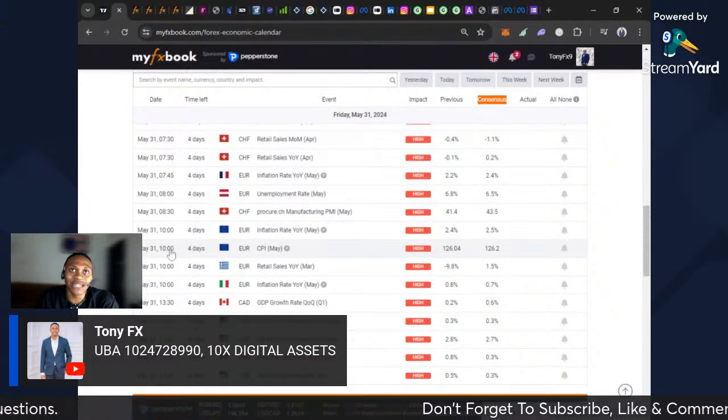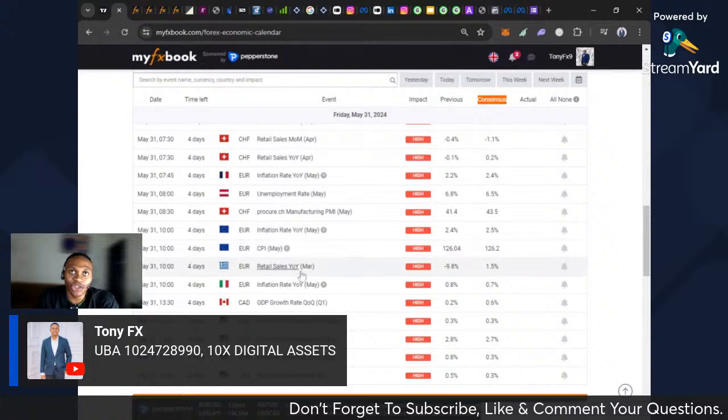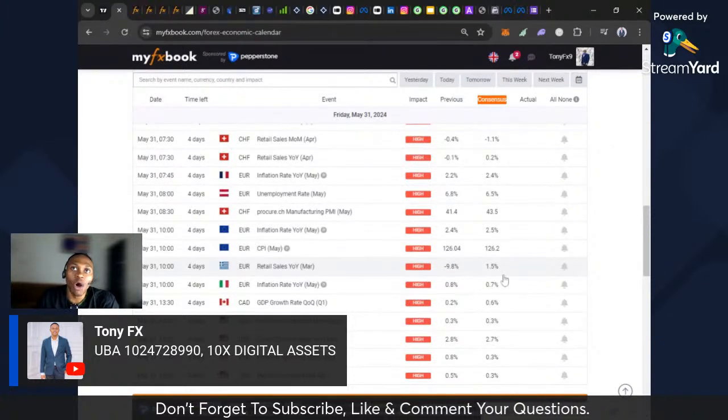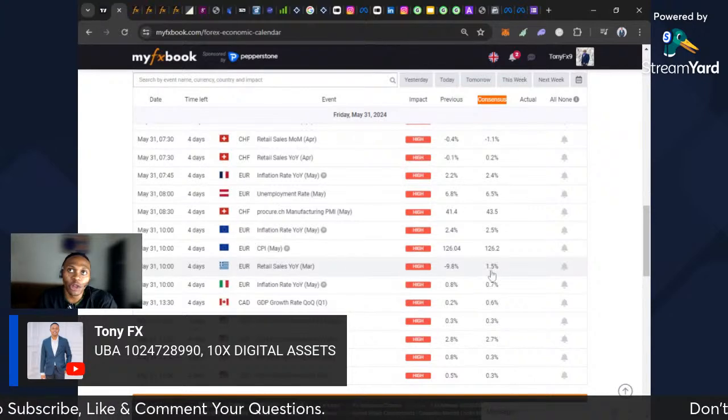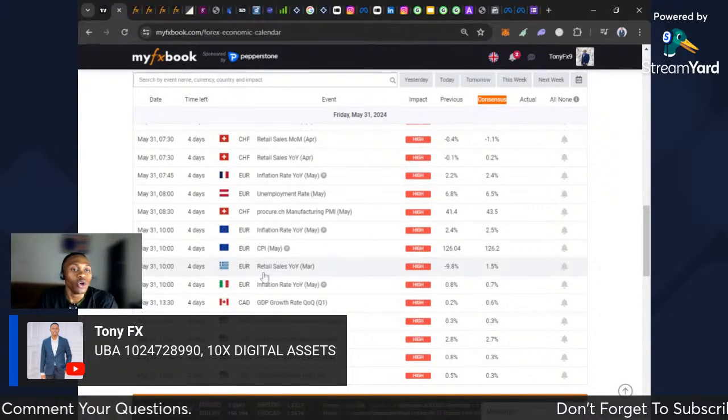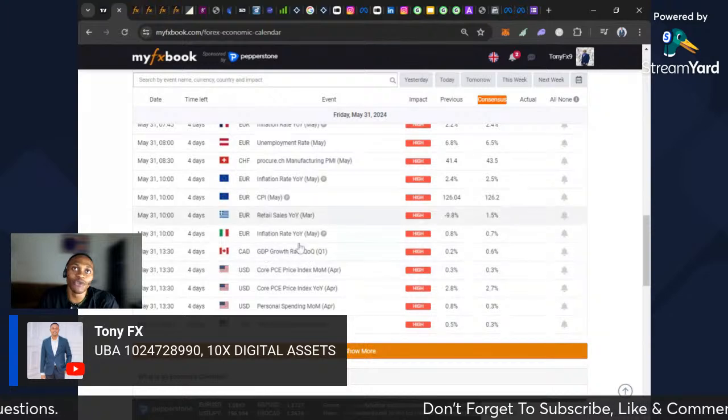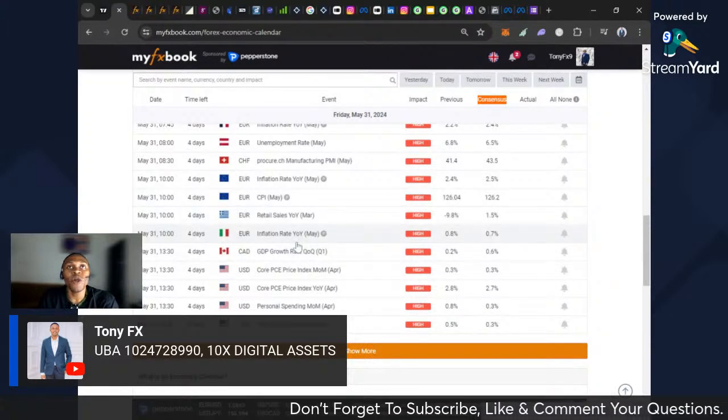West African time on Friday. Then we have retail sales year over year for Greece as well. If you see a figure higher than 1.5%, it's going to give Euro strength. A figure lower than 1.5% is going to give Euro weakness. Okay, there's a lot. This is going to be very, very complex on Friday because there's a lot of data.